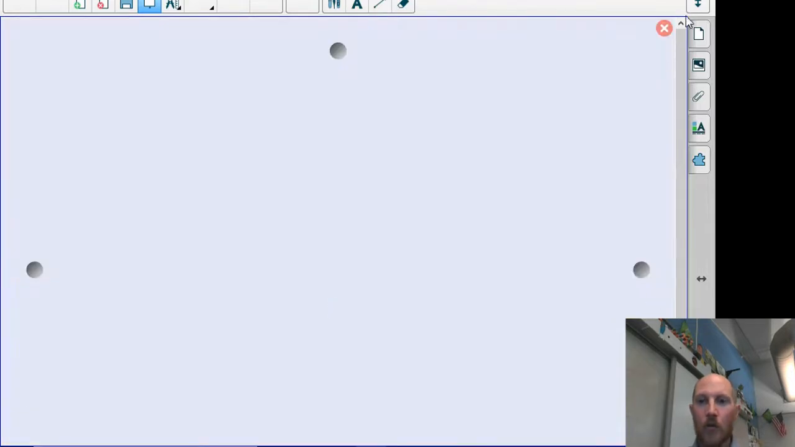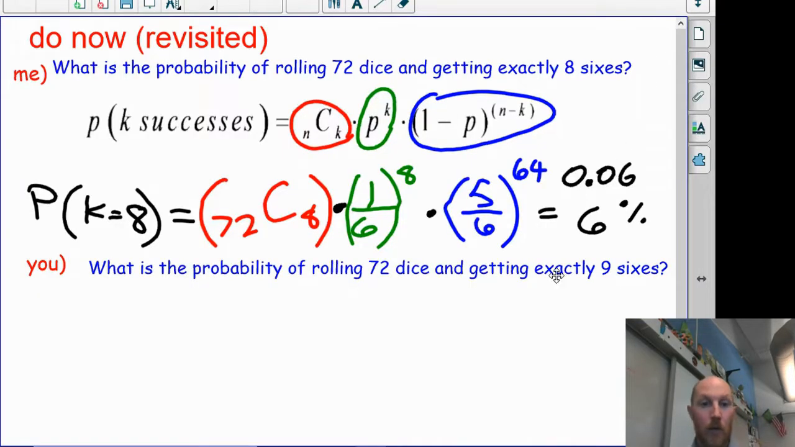All right, we'll go ahead and try this next one on your own. What's the probability of rolling 72 dice and getting exactly 9 6s? Hit pause, write down your equation, see if you can get it in your calculator to get the correct answer. And once you have done that, hit play again. I'll rejoin you.